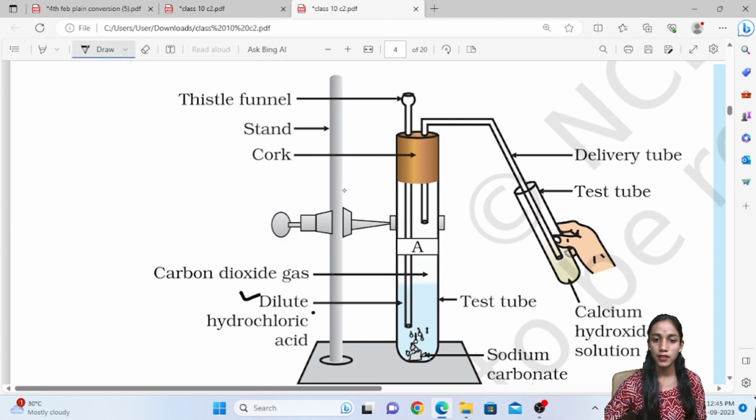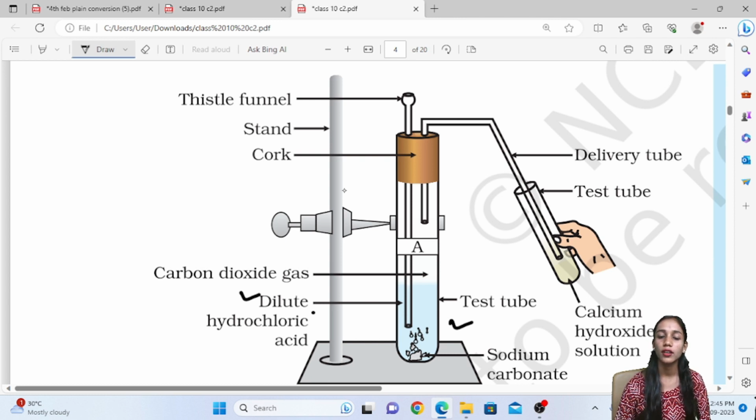And there is sodium carbonate. These two things are there, and we want the reaction between these two things. Now what happens over here? There is release of carbon dioxide gas. This carbon dioxide gas is passed from the test tube and brought into a delivery tube.